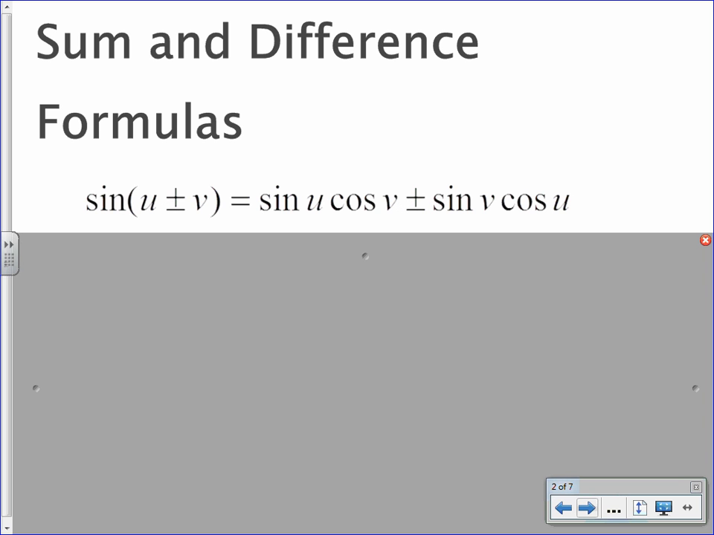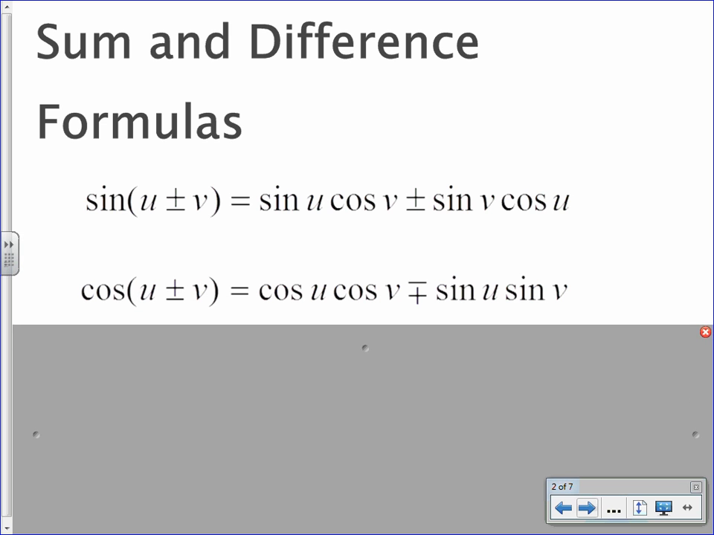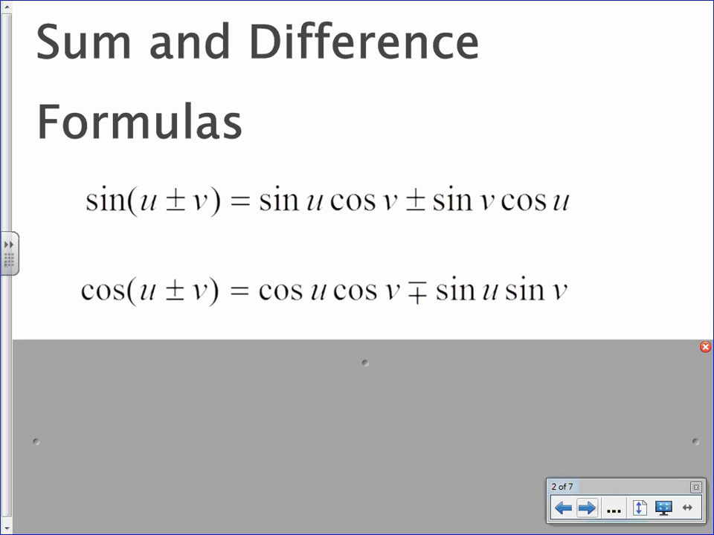All right. Let's look at our cosine one. If we have cosine of u plus or minus, sum or difference, v, we get this over here. Now everyone take a time out. Everyone look, stop writing. You notice this. Is it different? Write it that way. Continue.